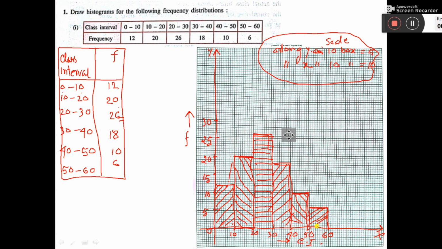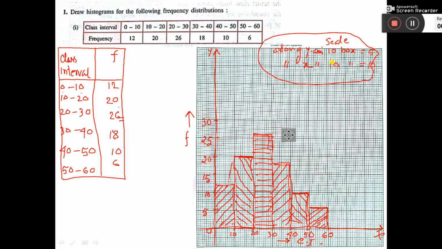And after that how do you do it? You just do this shading. You can do different shading for each rectangle, so that at a glance we can see this is the first interval, this is the second interval, this is the third interval, this is the fourth interval, like this.